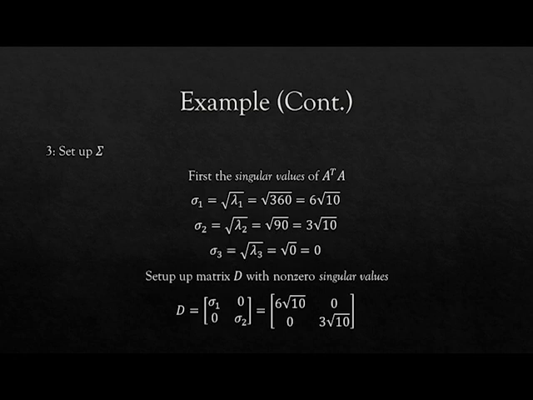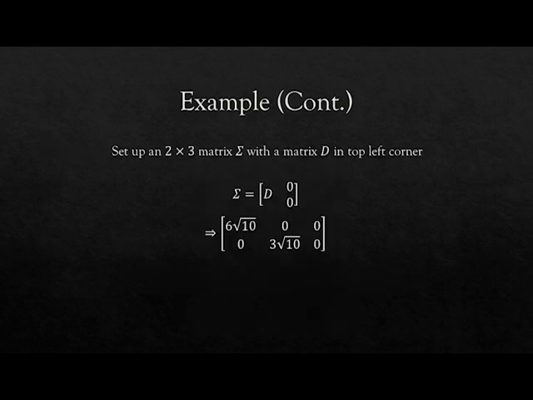The matrix D can then be set up with the non-zero singular values as its diagonal entries in decreasing order. From here, we can fill up the 3 by 2 sigma with D on the top left and the rest of the spots with zeros.